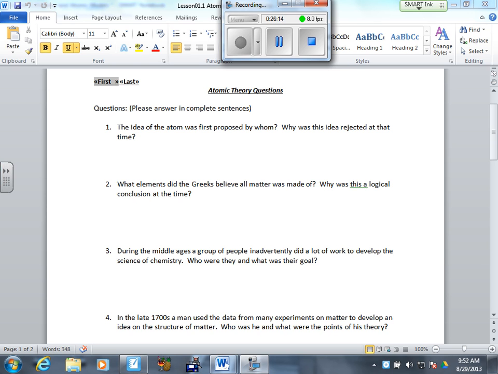Question number 1: the idea of the atom was first proposed by whom? Democritus, the Greek thinker. He wasn't widely accepted. For what reason?